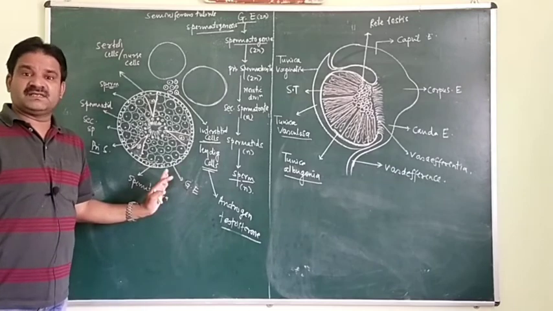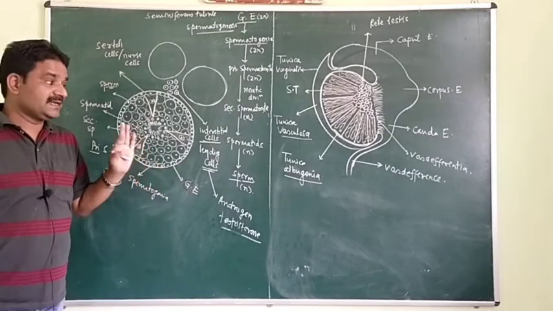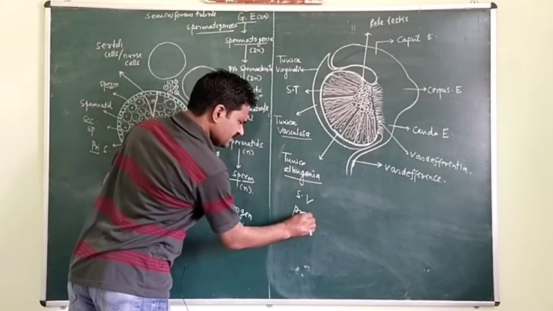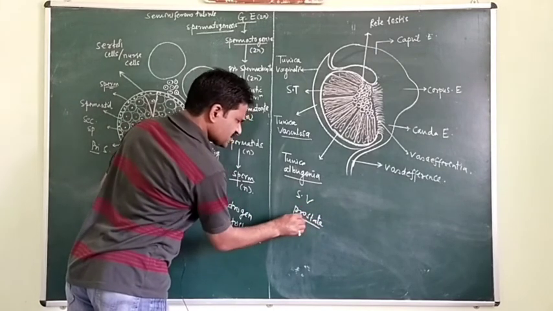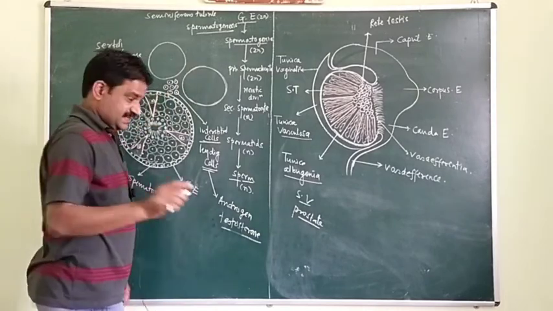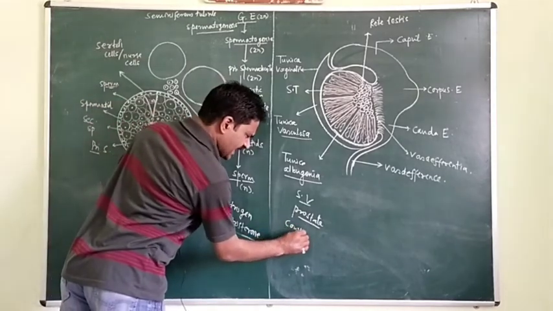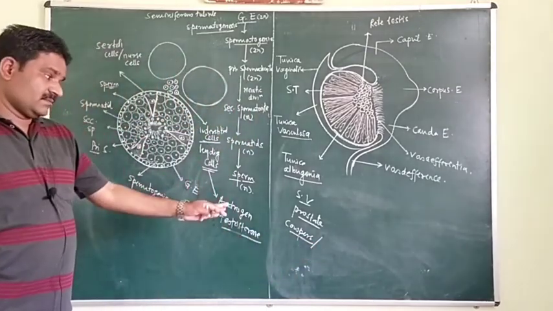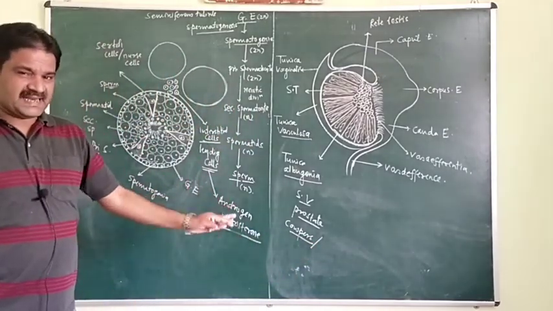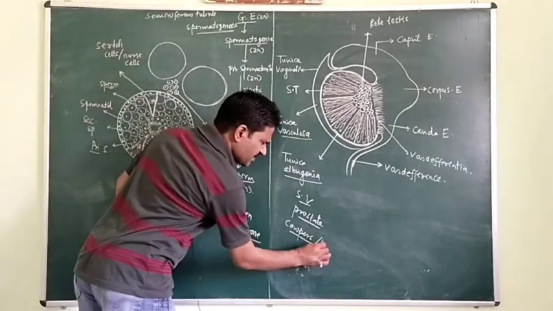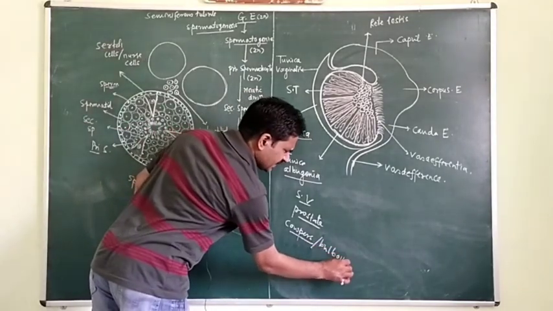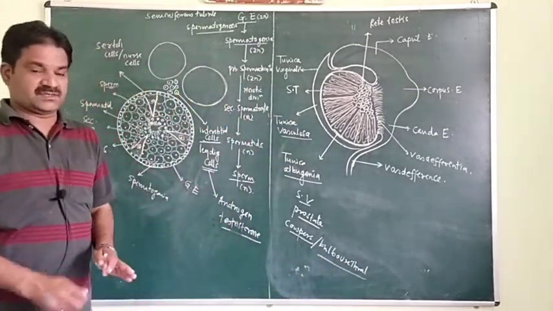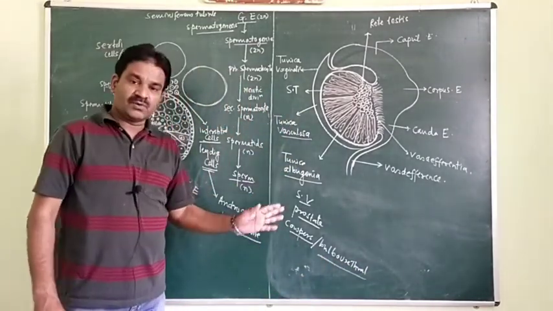Next time we will see all three glands: the seminal vesicle, prostate, and Cowper's gland. They are called male accessory glands. Cowper's gland is also called the bulbourethral gland. These three glands are associated with the male reproductive system. We will see the account of these glands tomorrow.